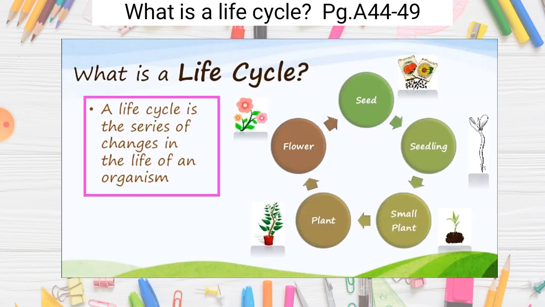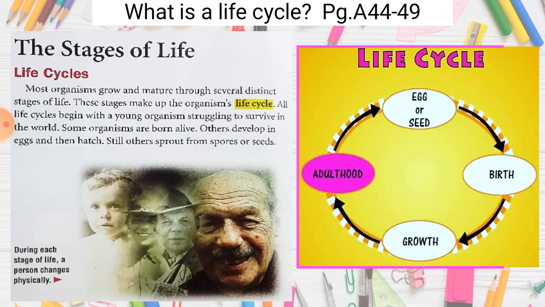You can see here the life cycle of a plant. But today we will focus on the life cycles of animals. Copy this definition on your notebook. Life cycle makes the organism change a little bit every time, every year, all its life.